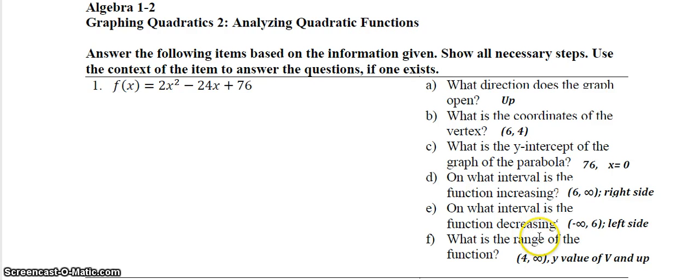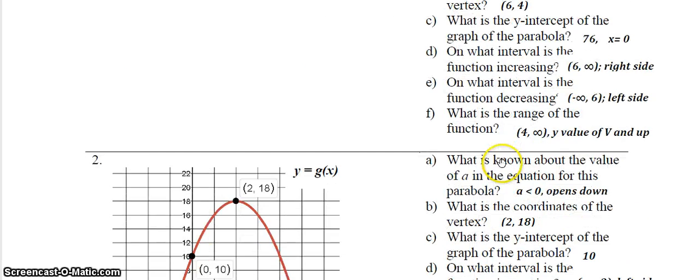So those are the kinds of things. Again, notate these with interval notation, not ordered pairs. The vertex uses an ordered pair because it's a coordinate. Notice the context. Okay? Number 2.